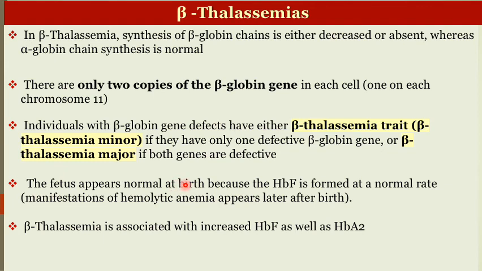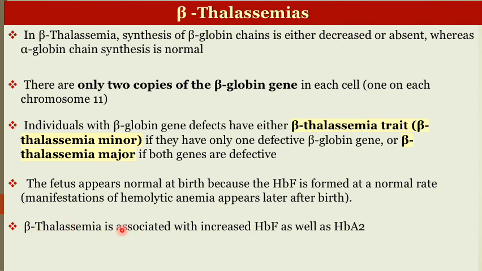The fetus appears normal at birth. Why is the fetus normal at birth? Because at birth the fetus has hemoglobin F, and hemoglobin F contains 2 alpha chains and 2 gamma chains. There is no problem because the disease is in the beta chain. But after delivery, by 3 months, the condition starts to be diagnosed because the baby will begin to synthesize hemoglobin A, and he does not have beta chain, so the condition will be diagnosed 3 months after birth.